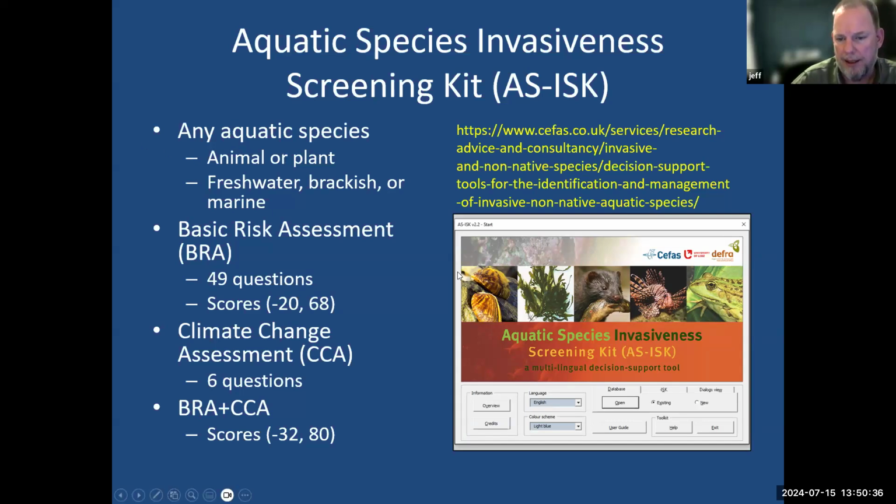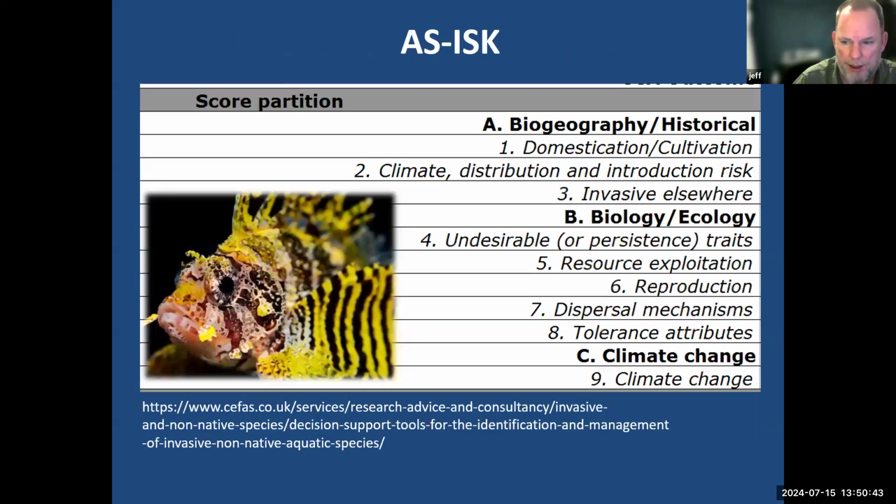But this is basically the front. This is where you start. You go in, and it uses Excel as a database. I won't go into too much detail with that. You get scores that are based on these different areas, and the questions are within these areas. The BRA is sections A and B, so it goes 1 through 8. The CCA is section 9, and that's where you're going to get those.